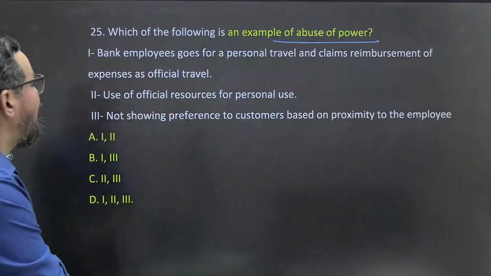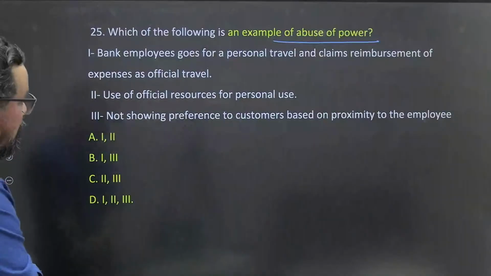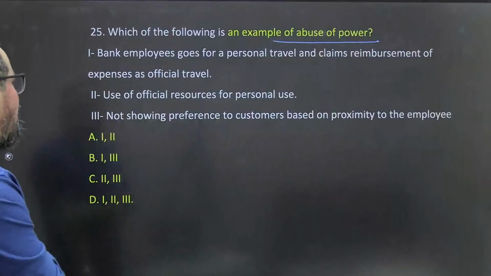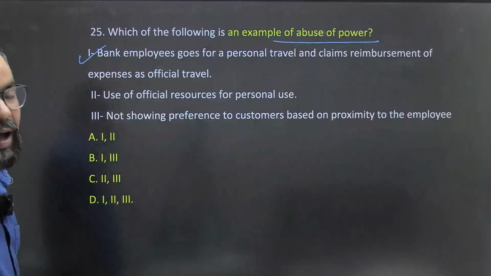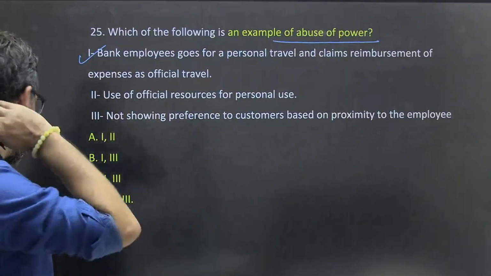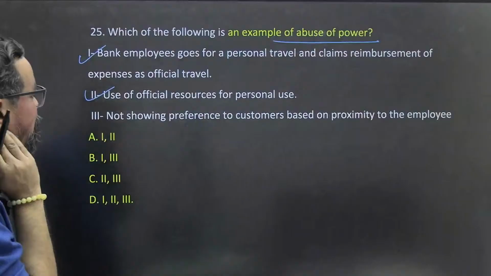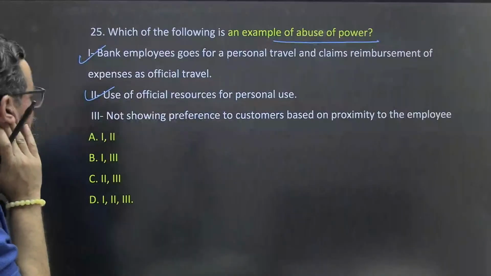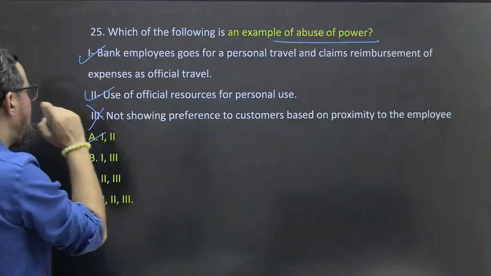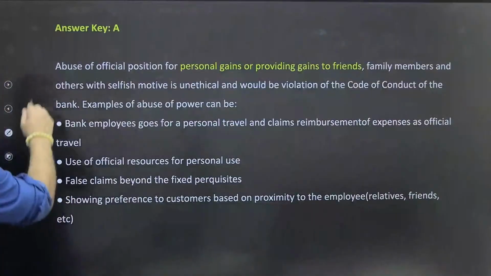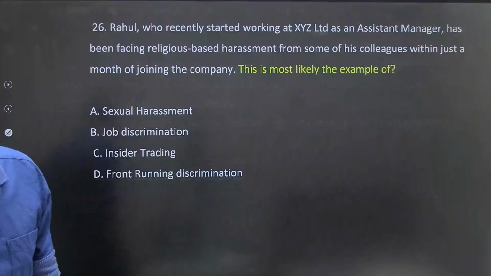So what will be your correct answer? Example of abuse of power, ठीक है. So bank employee goes for a personal travel and claims reimbursement for expenses as official travel, ठीक है. This can be an abuse of power itself, ठीक है. What we are doing, आपका personal expenses aligning with the business expense, ठीक है. Use of official resources for personal, this can be, ठीक है. Not showing preferences to customers based on proximity to employee. No, this is not. 1 and 2, A should be the right answer for this one. Okay. Apart from this, also other humanitarian grounds also there are so many issues and all. Okay. So A will be the right answer for this one.